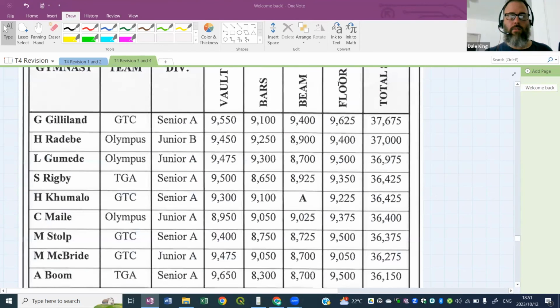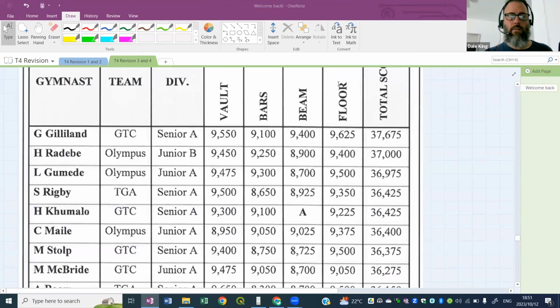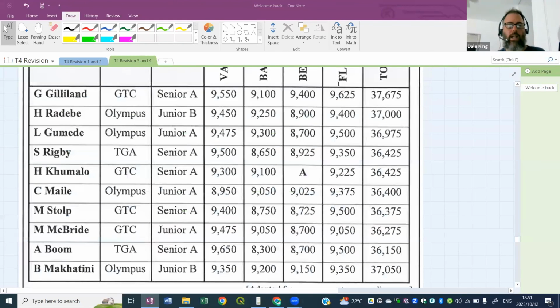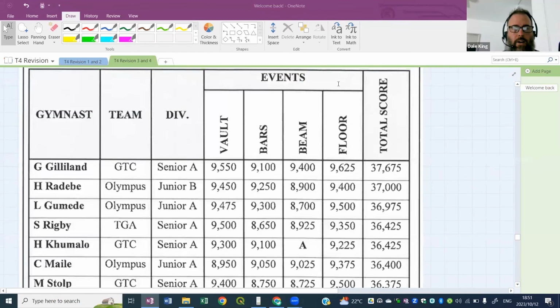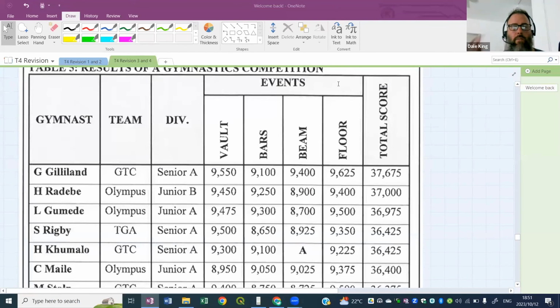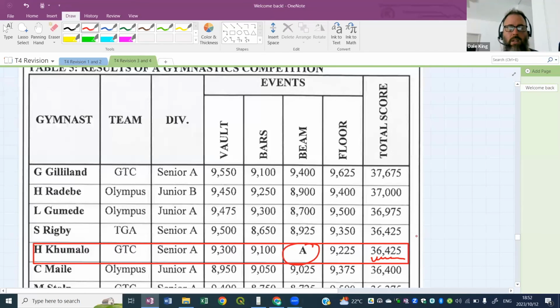Okay, there we go. Let's do this one. How do we determine the missing value A? So these are scores for gymnasts. You get a vault event, a bars event, a beam event, a floor event, and then you add up all the scores for a total. So if we are looking at this event here, they want us to work out what the missing value A is. Just remember that this number at the end here, 36,425, is the total. So how can we find the missing value A?